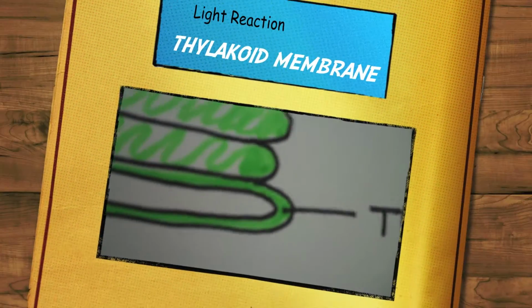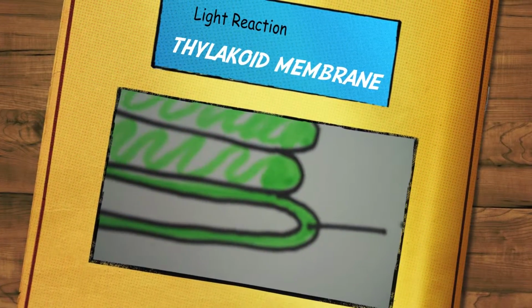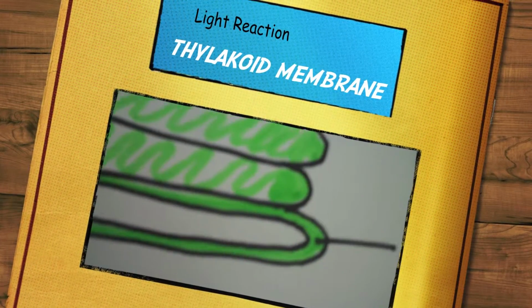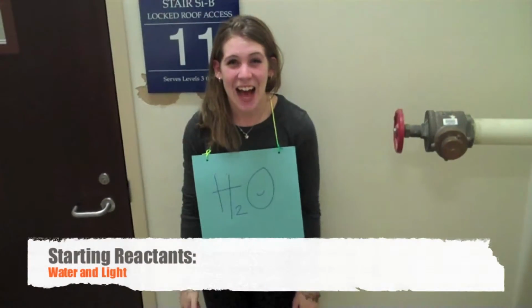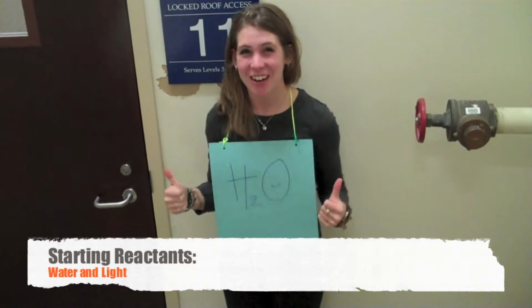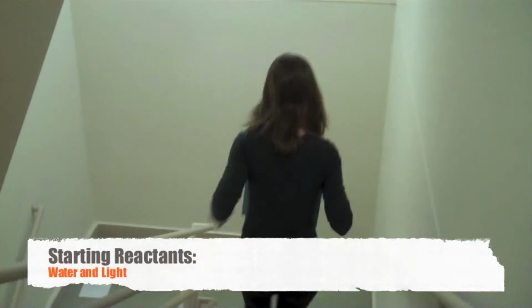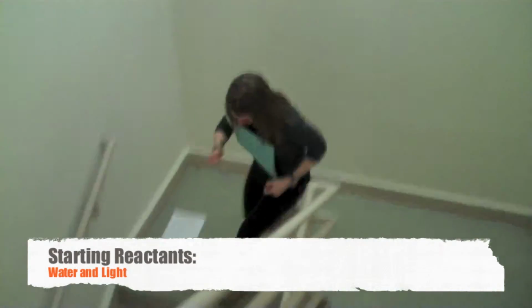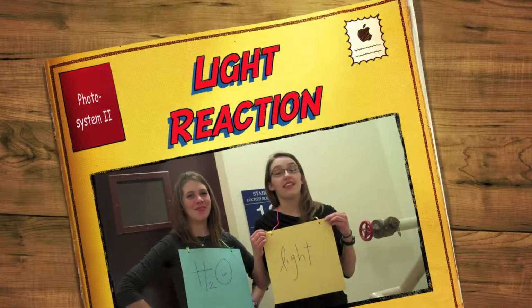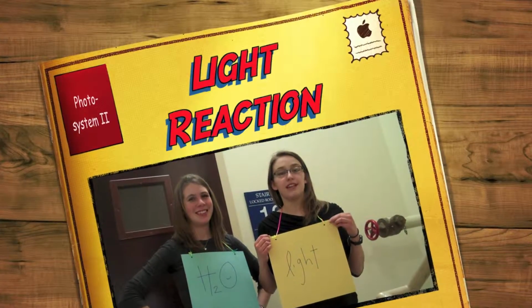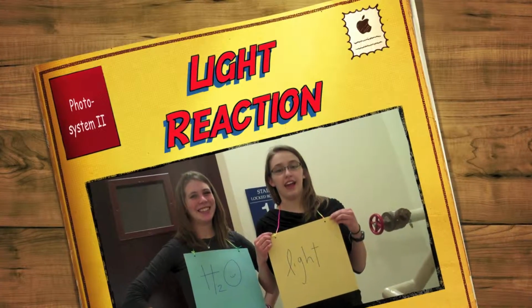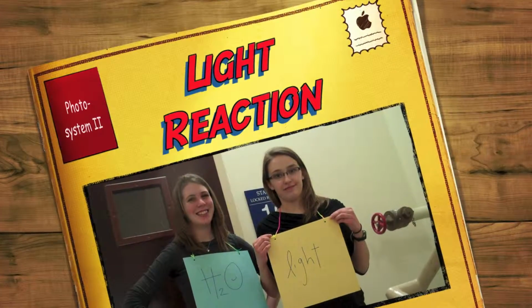The thylakoids have a thylakoid membrane, where photosystem II, electron transport, and photosystem I occur. These are the light reactions. I'm a water molecule, and we're here to start the photosynthesis process on floor 11. Now light enters the reaction. In the thylakoid membrane, photons of light come in, and chlorophyll A starts the light reaction.